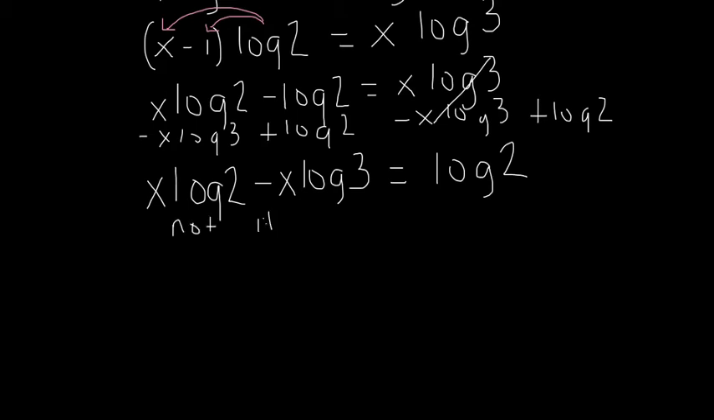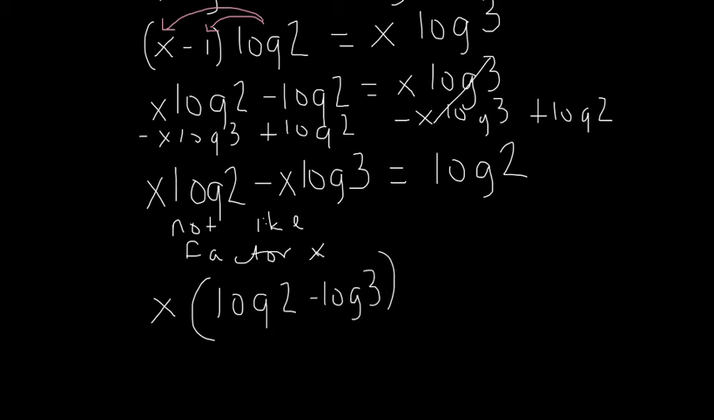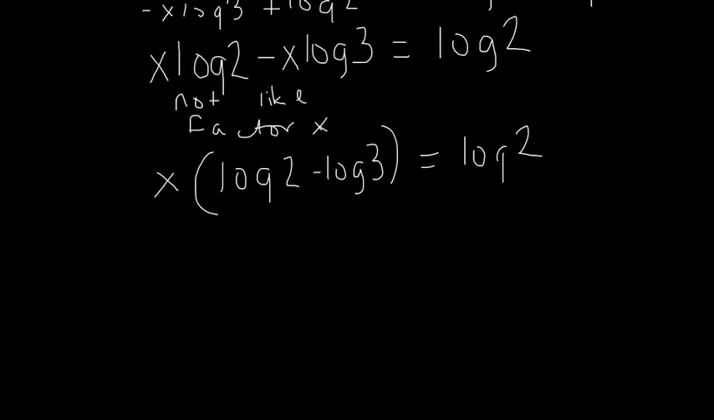They're not like. So what we're going to do is factor an x out. And when I do that, I have x times log 2 minus log 3 is equal to log 2. If you're not quite sure what I did, hit pause and do this on paper. Distribute the x to the log 2, brings you back to x log 2. Distribute the x to the negative log 3, and it would bring you back to here. So that's just factoring, but you haven't probably done it before with logs, so it looks a little weird.